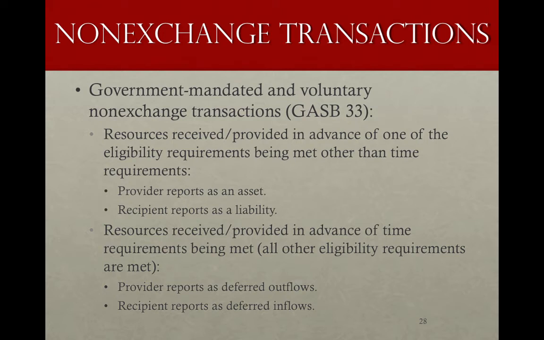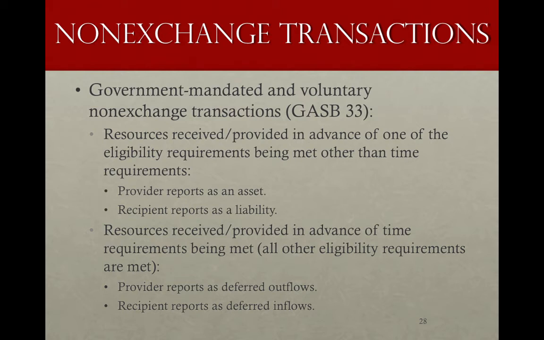If all of the eligibility requirements have been met, cash is received in advance, maybe there were no eligibility requirements, or there were and they've been met by the government, but there's also a time restriction, meaning they're not allowed to use the money until some point in the future, next year or the year after. If that's the case, then when the government recognizes the cash it's received from the grant, it's going to recognize a deferred inflow of resources to offset it.